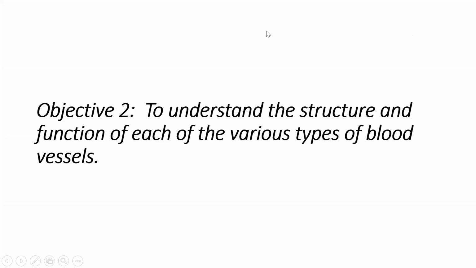So let's go ahead and move on to the second packet here, starting with objective 2. Now this objective is really going to apply for the next couple of packets. What we're going to do is look at each branch of the vasculature and talk about the ways that the structures differ, the way that the function differs, and how they play a role in what we've been talking about so far, which is blood moving through our vasculature.